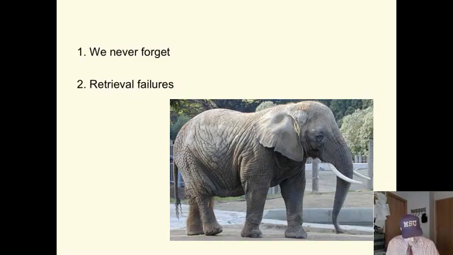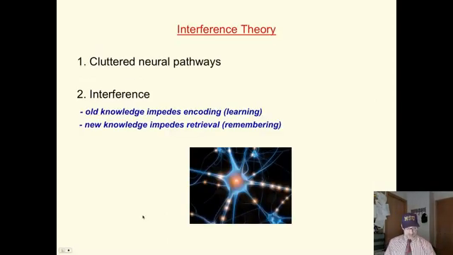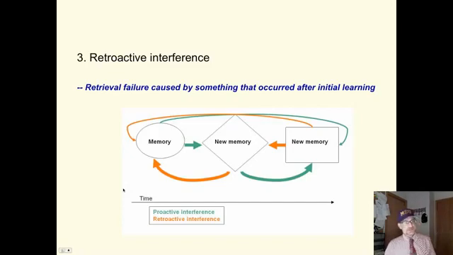Memory does not fade away, but sometimes we have conditions in which we're unable to access this knowledge stored in long-term memory. That's called a failure. Interference theory is when retrieval failure is caused by neural pathways that get cluttered up with other information. There is an interference. Either old knowledge impedes learning, encoding new information, or new knowledge impedes retrieval or remembering. And we have special terms for that.